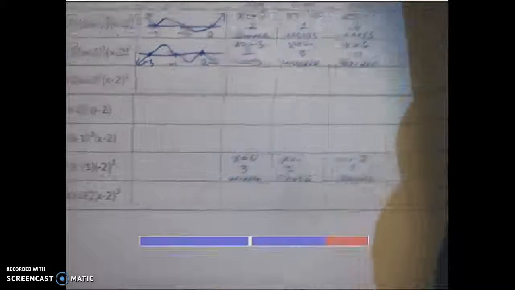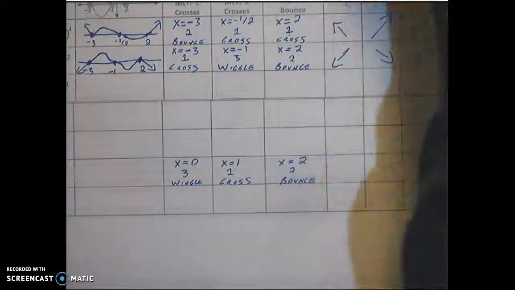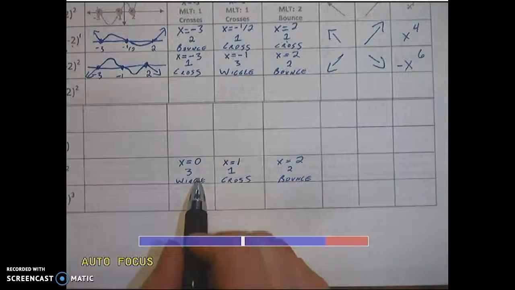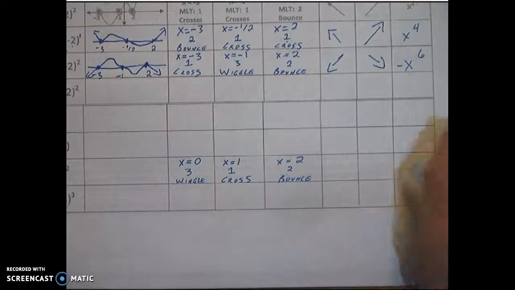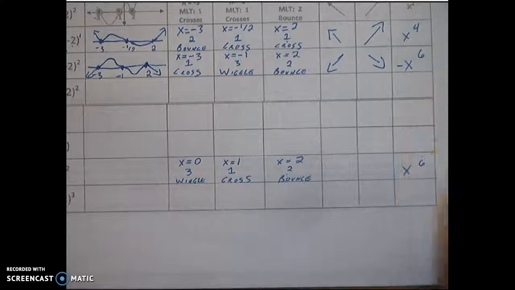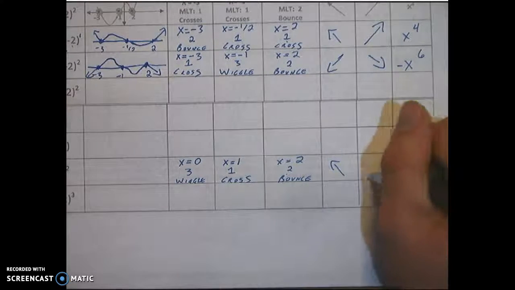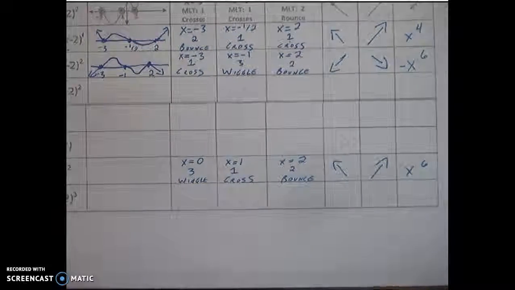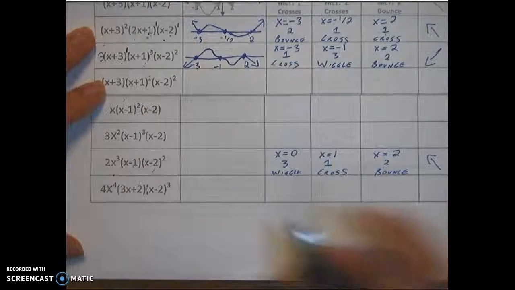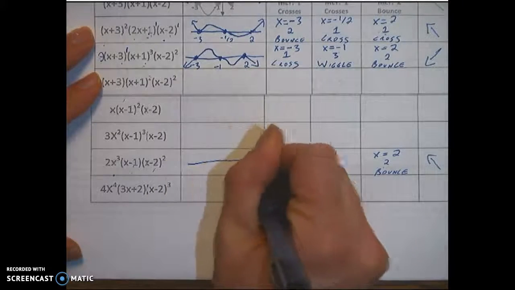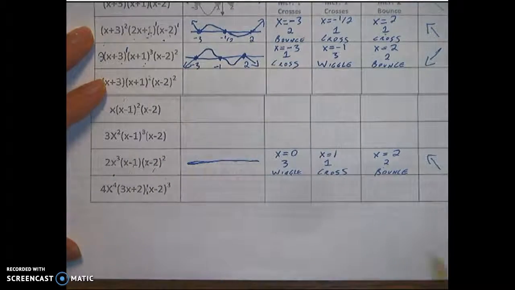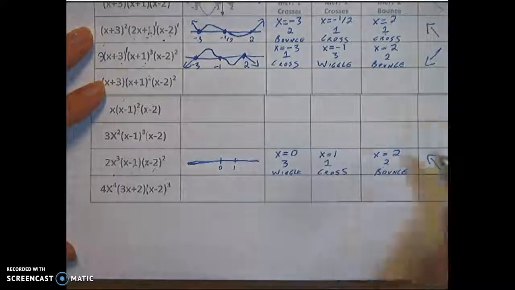Okay? So if we add up those multiplicities, we're going to have 3, 1, and 2. That's 6. So this thing's going to be x to the 6th, which means it's going up forever to the left and up forever to the right. We're ready to try and draw this thing now. So we get our x-axis. We put x equals 0. We put x equals 1 and x equals 2.